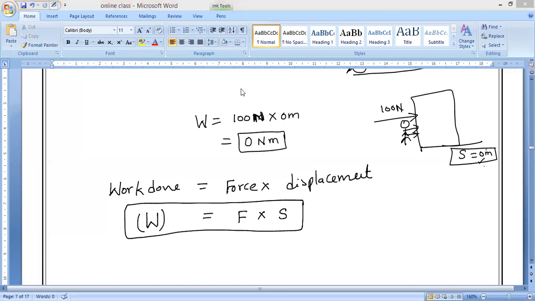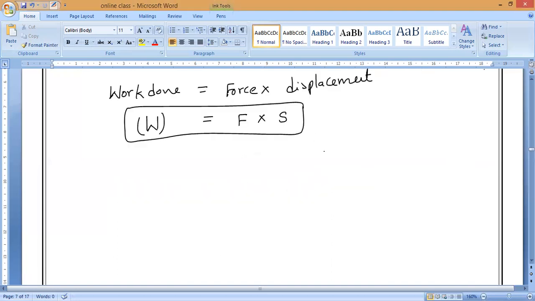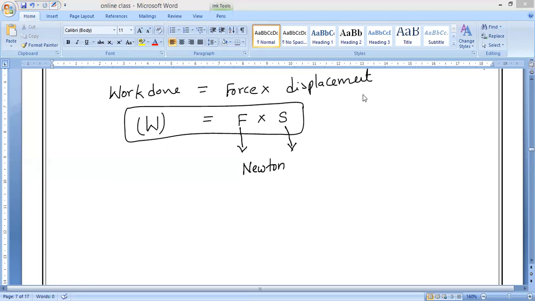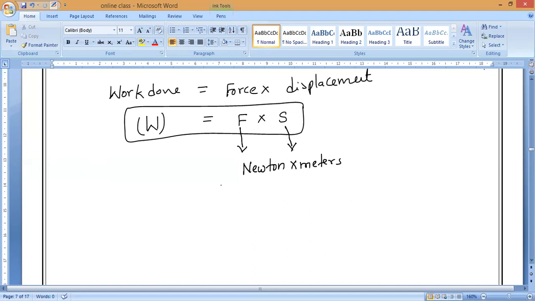Now, for your exam purposes, I am telling you: do you know the unit of force, guys? The unit of force is Newton. And the distance we measure in meters. Understanding? So these are the units of work done. The SI unit of work or work done is joules. The unit of force is Newton, and the unit of distance or displacement is meters.